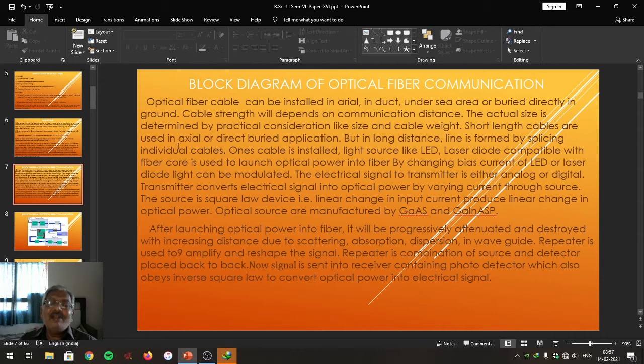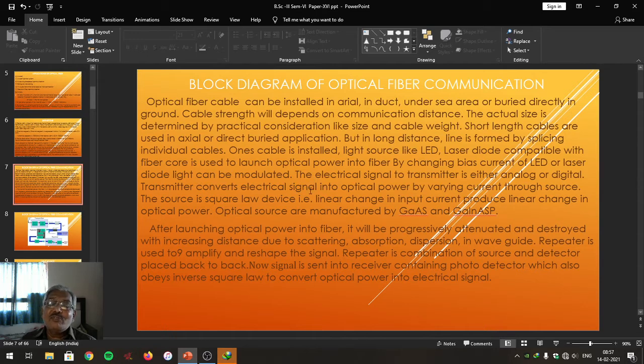The electrical signal to be transmitted is given to the light source. As the electrical signal changes, accordingly the light radiations emitted from the LED or laser diode are modulated. Hence the LED along with its driving circuitry and modulating unit is known as a transmitter; it converts the electrical signal into optical power by varying the current through the source.